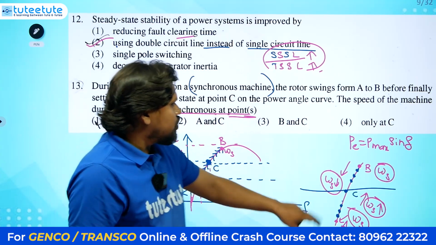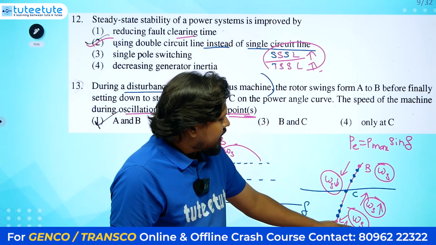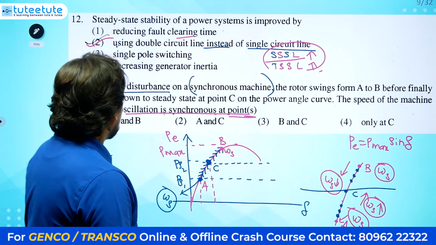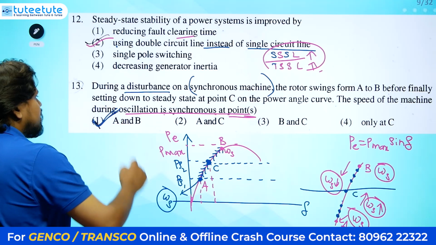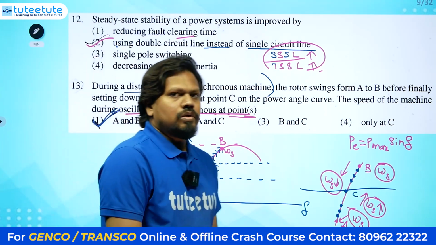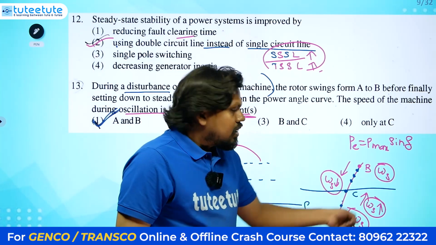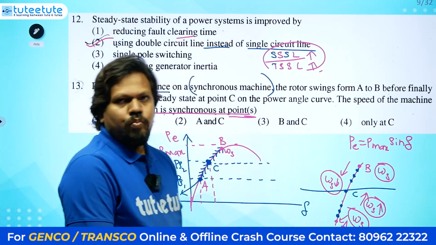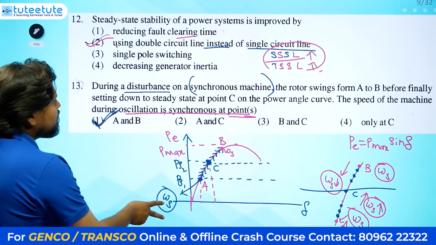Okay, so anyhow during the swinging, omega s synchronous speed is here and synchronous speed is here. Both A and B points will be having the synchronous speeds. At C, greater than omega s and less than omega s are also possible. Okay, so this is one of the important questions.